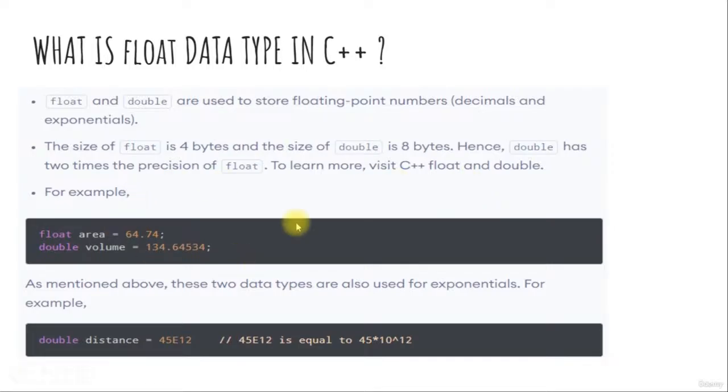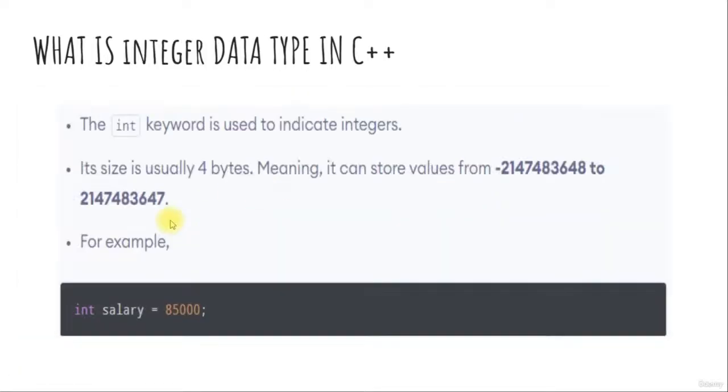Now here we have some syntactical examples. So as we discussed in the previous slide, the syntax will be almost similar. int salary = 85000. So this is the data type, this is the variable name. You can change the name if you want, and on the right hand side of the equals symbol you have the number or the decimal point number or the exponential number that you want to store into this variable.